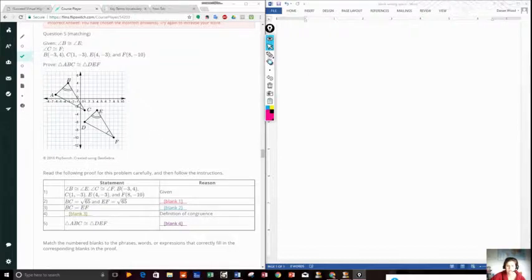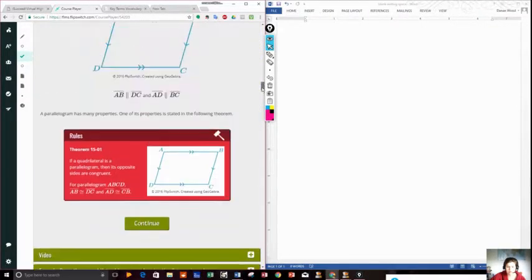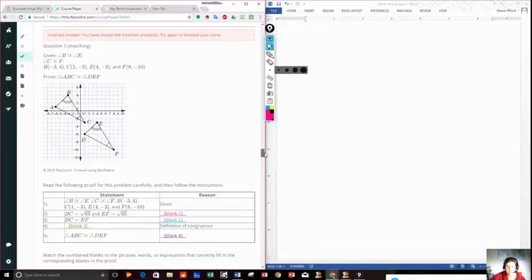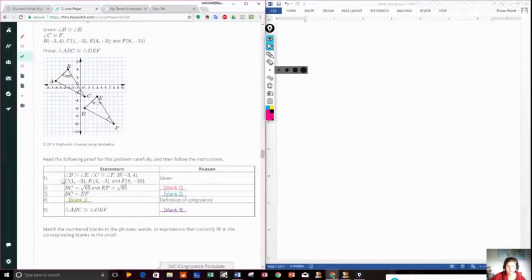So we have a few things for triangle congruence, and if you didn't write those down, scroll up to your notes. Congruent triangles in the coordinate plane would be a great place to look again. Concept B, if you didn't take very many notes, use that as a reference. So let's read through this. Angle B is congruent to angle E, angle C is congruent to angle F, B is at (-3, 4), C is at (1, -3), E is at (4, -3), and F is at (8, -10). That is given. That's just all of the information that they gave us right from the get-go.